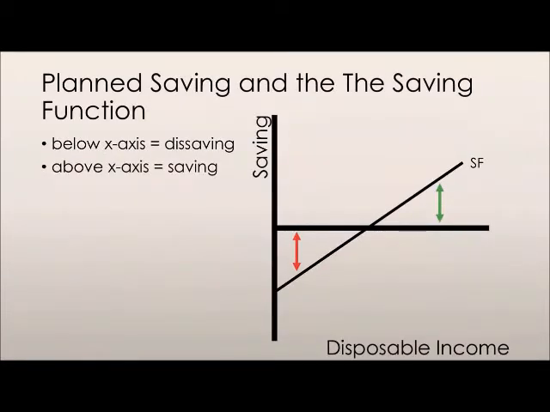We also have the saving function, and we have disposable income on the x-axis again, and saving on the y-axis. Points below the x-axis indicate that expenditure exceeds disposable income, and that there's dis-saving, or that people are dipping into their savings to finance their consumption. So saving is actually decreasing. Points above the x-axis indicate that expenditure is less than disposable income, and that there is saving. People have extra money that they're putting into their bank accounts.